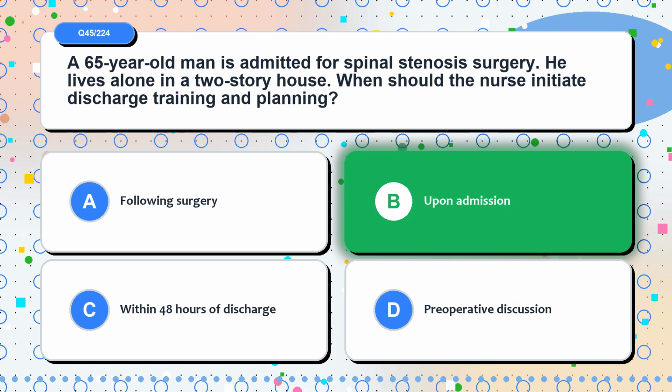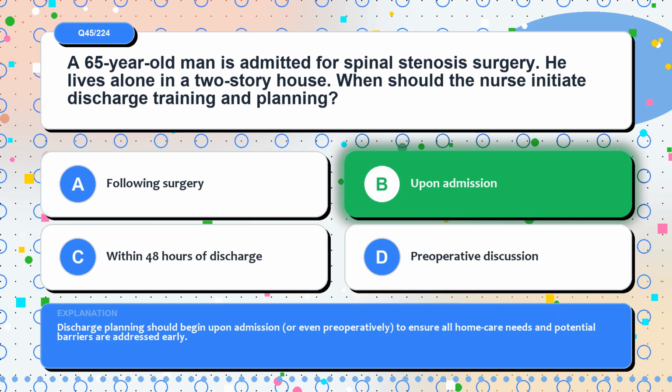The correct answer is option B, upon admission. Discharge planning should begin upon admission or even preoperatively to ensure all home care needs and potential barriers are addressed early.